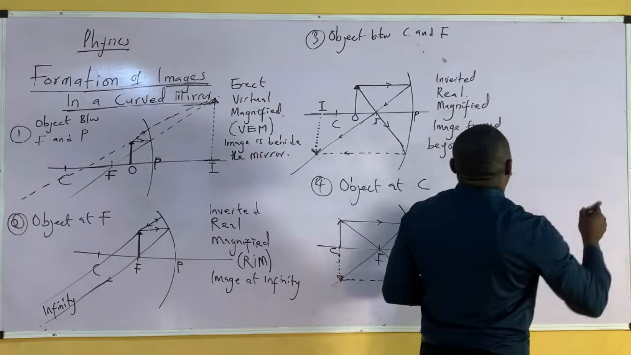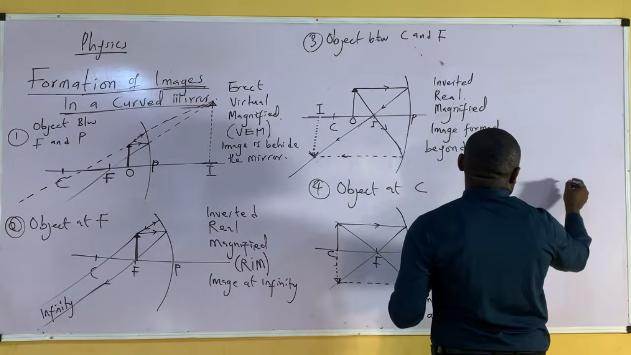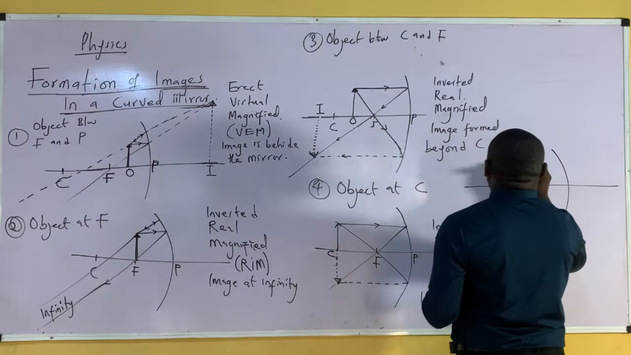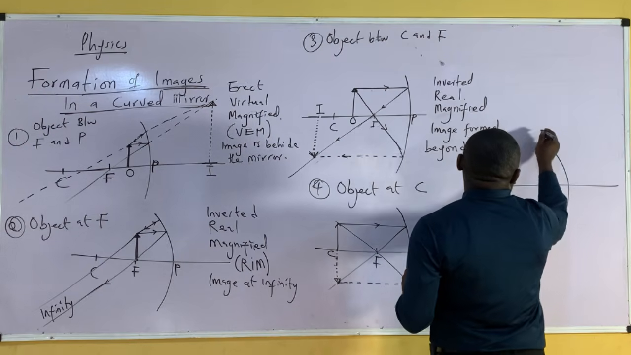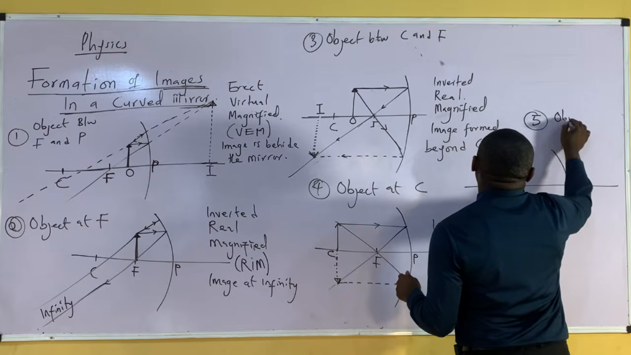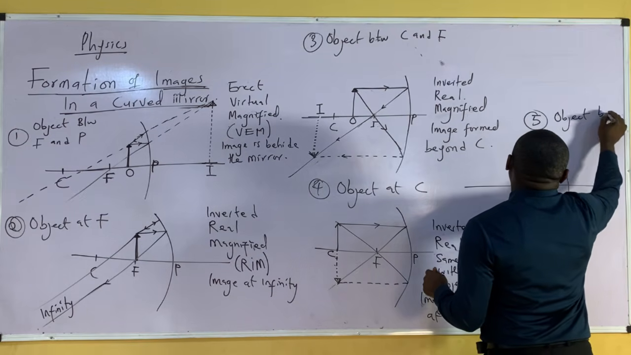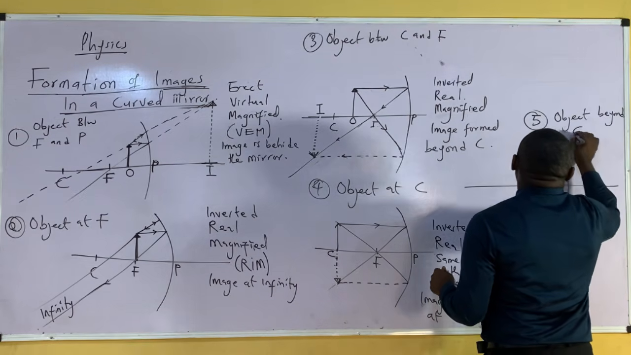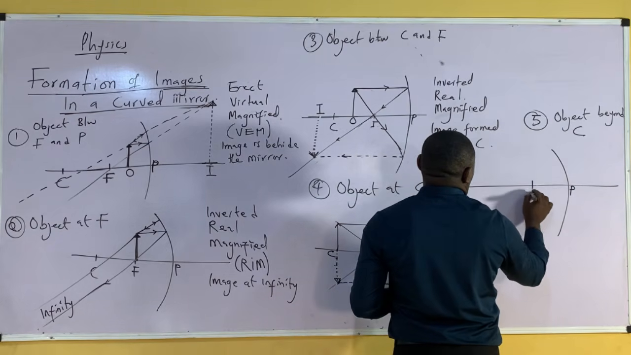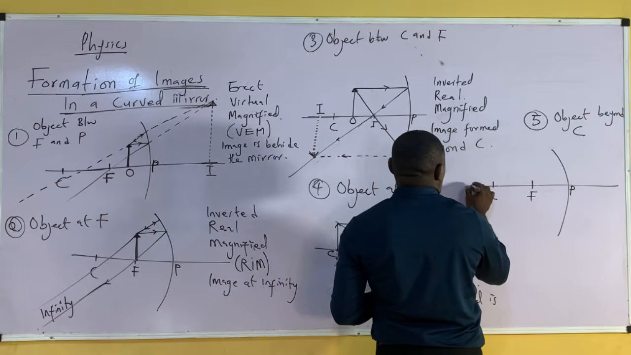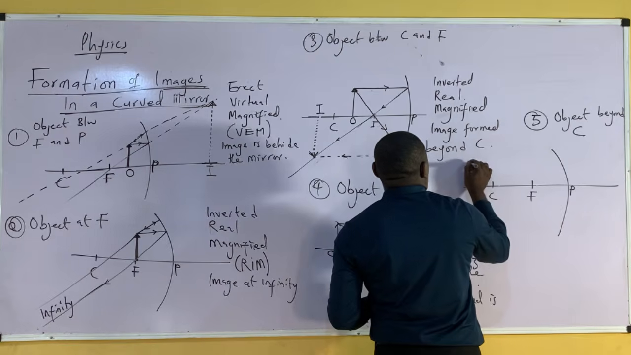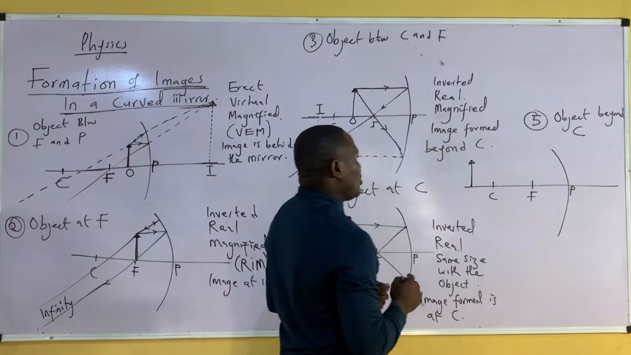What about the last one? I have this one as my number 5. The number 5 is object beyond C. Now, if this is the pole, this is F, this is C, the object will be somewhere beyond C.